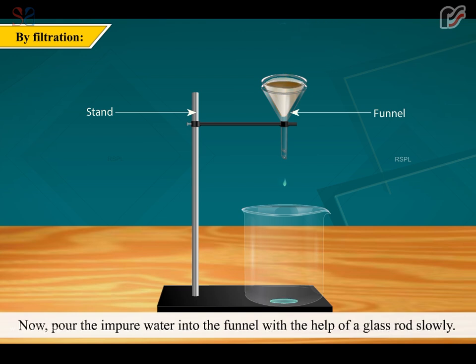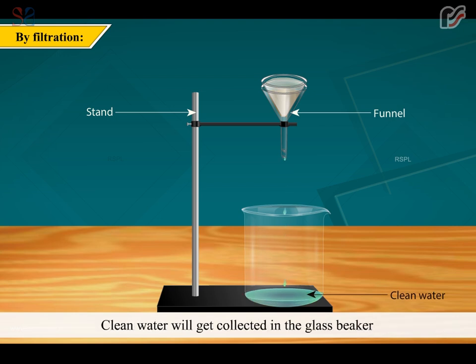Now, pour the impure water into the funnel slowly with the help of a glass rod. Clean water will get collected in the glass beaker and impurities will be left behind on the filter paper.